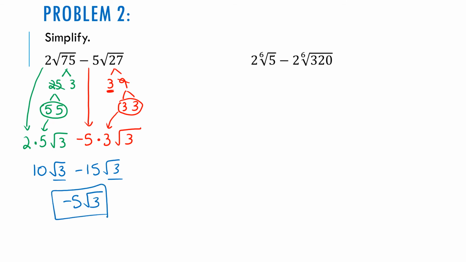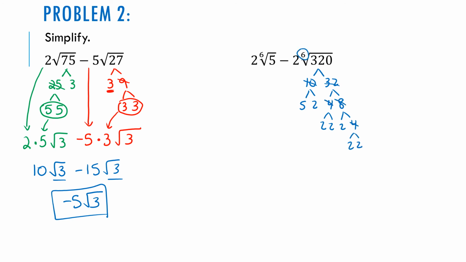Over here, I have an index of 6 for both of these, but they are different radicands. But 320 seems like a big number, so I can probably make it smaller by simplifying it. So I could do 10 times 32. 10 is 5 times 2. 32 is 4 times 8. And 4 is 2 times 2. 8 is 2 times 4. And 4 is 2 times 2.